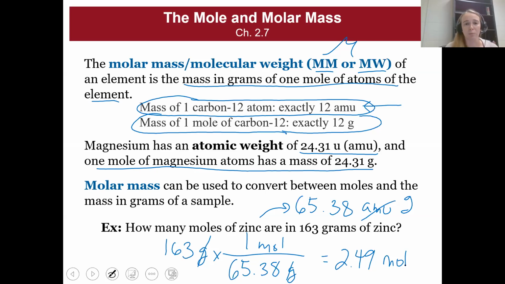Same thing with atoms and moles. Make sure you can find the number of atoms based on a number of moles, or the number of moles based on a number of atoms. Listen to this slowly and it might make more sense.